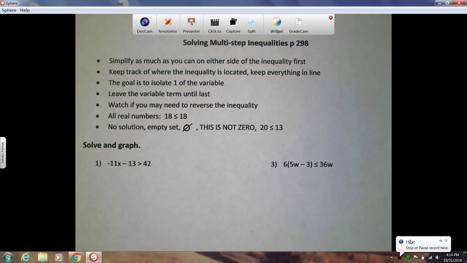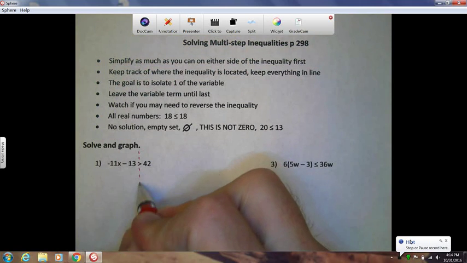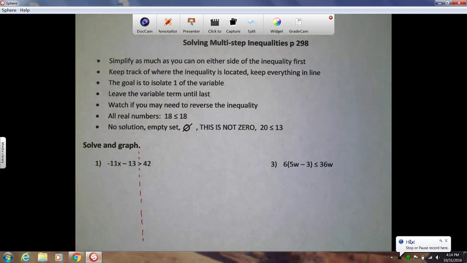Okay, let's look at number 1. We're going to solve and graph this. So first thing I'm going to do is I'm going to make a line, and that is where my inequality is. So whatever I do to one side, I have to do the same thing to the other.